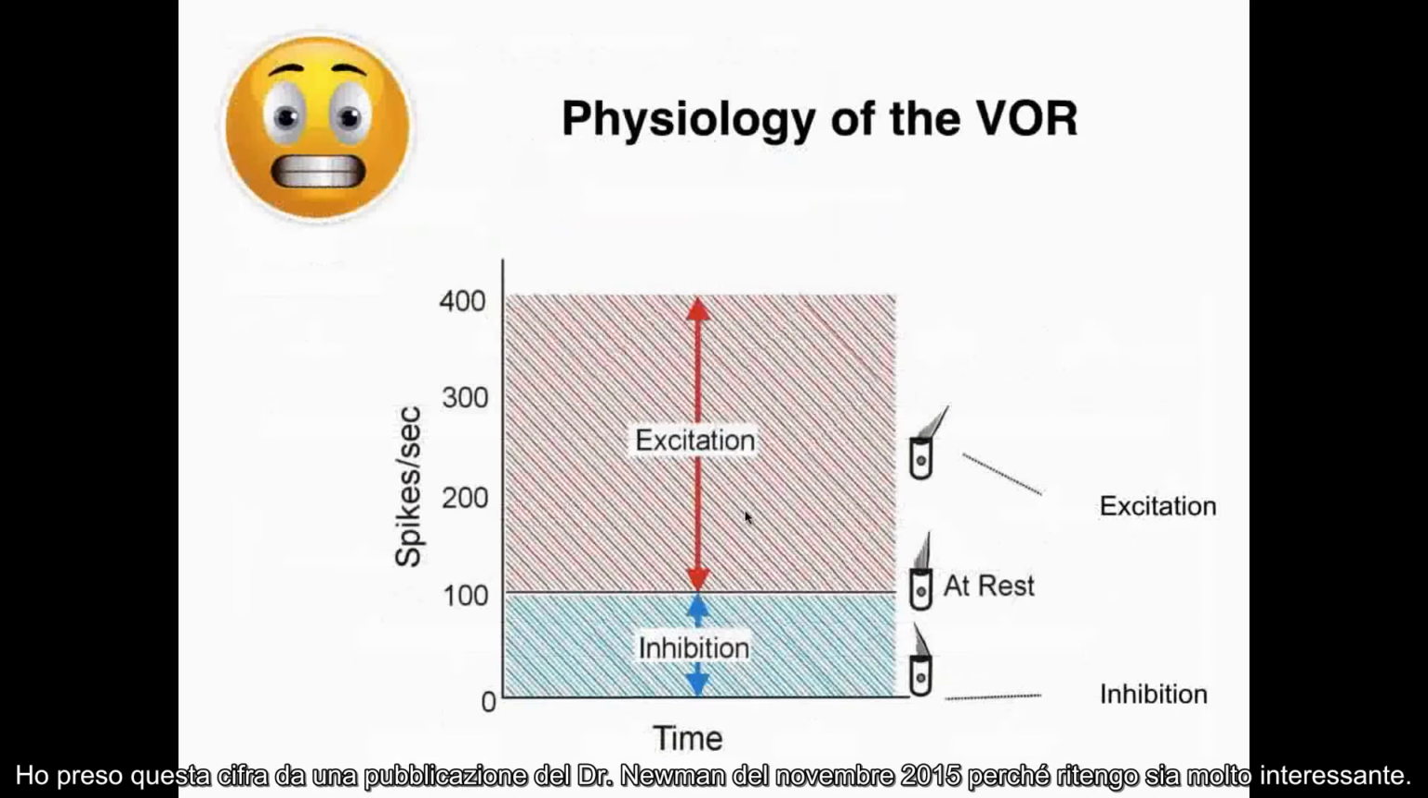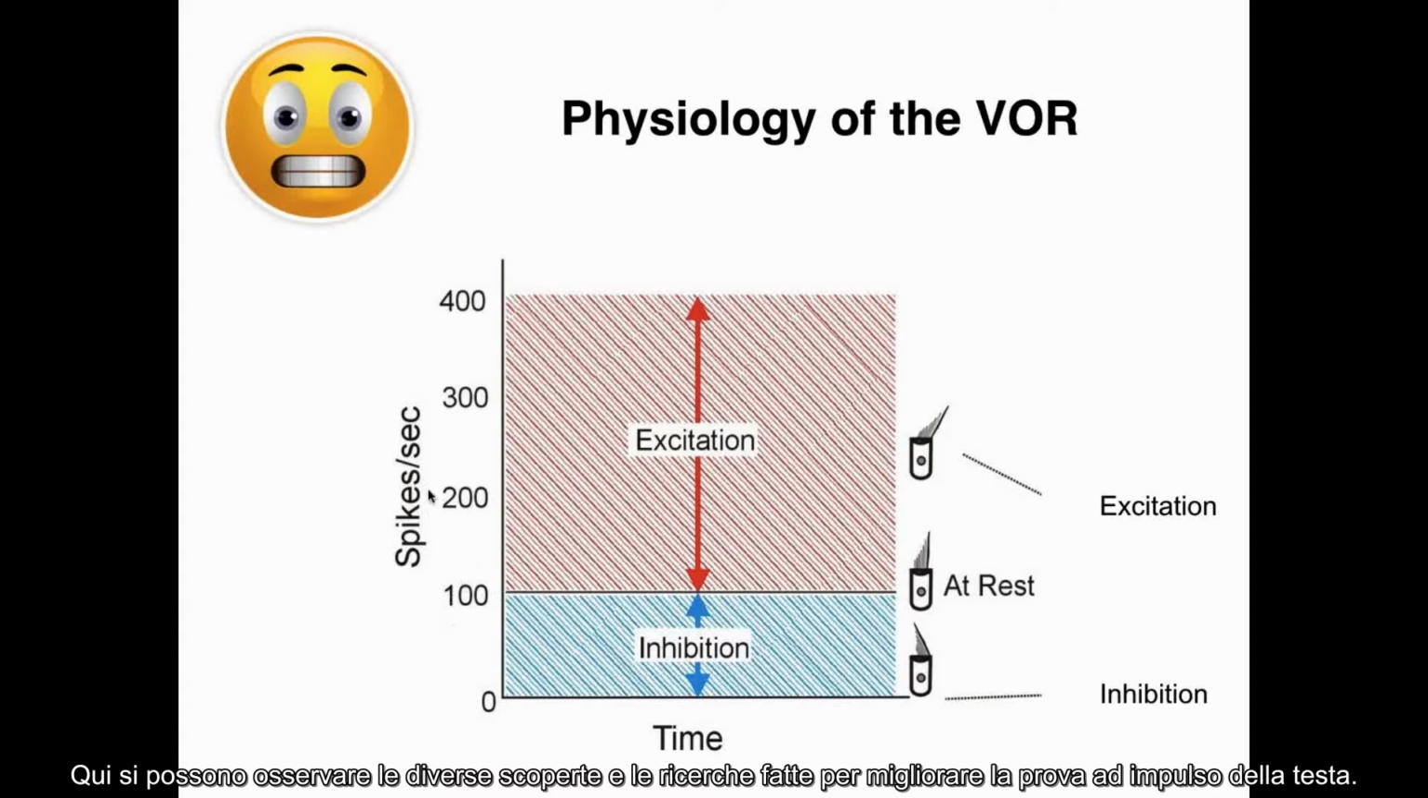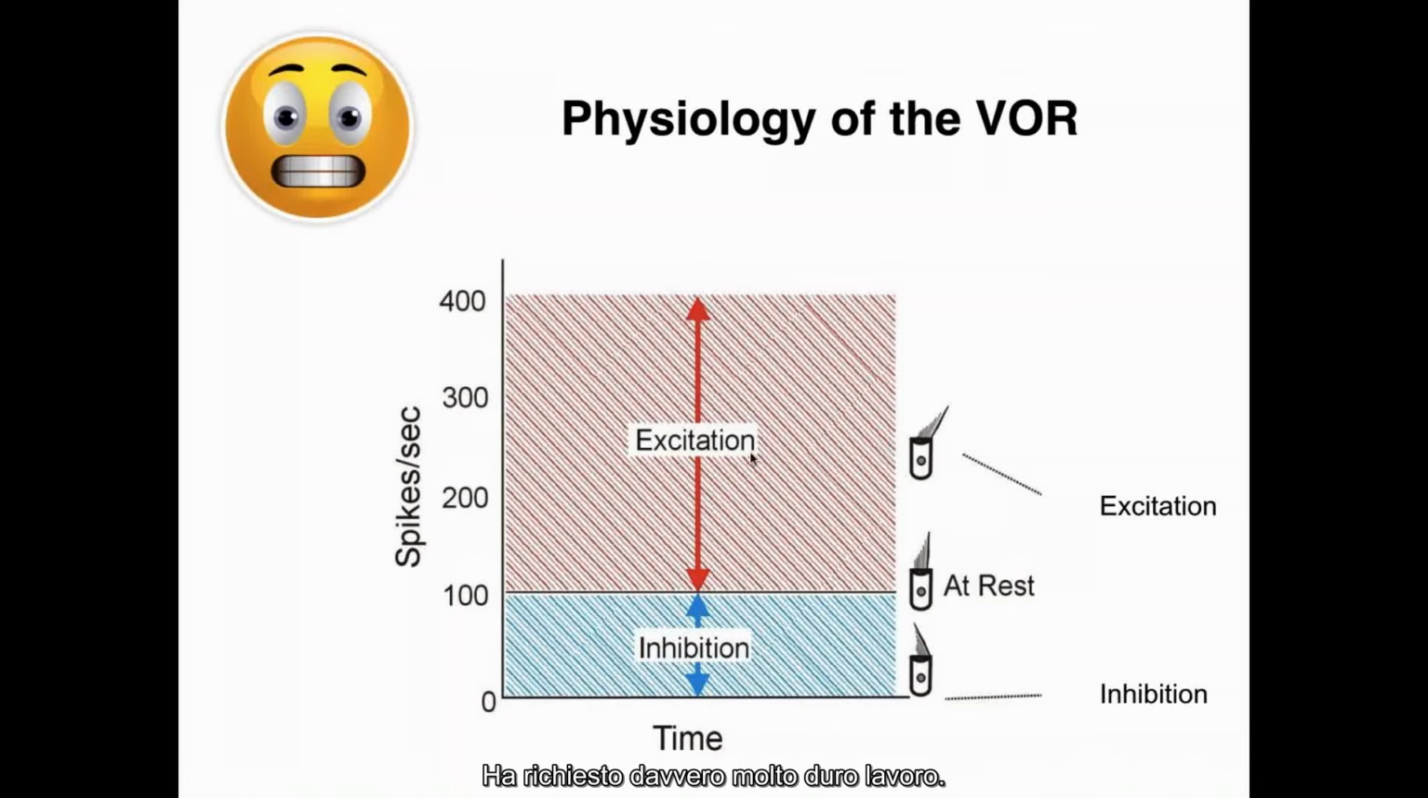And this is a nice paper that came out last year from Dr. Newman Tucker from Baltimore and the Sydney Group. It was published, I guess, probably in November of 2015. In this paper, I put this picture because I think that's quite interesting. This is a timeline since 1988, when Dr. Halmagyi and Curthoys described the head impulse, until now. And you can see in this timeline all the different discoveries and research that have been done to reach the video head impulse test, which shows there's a lifetime of hard work here.